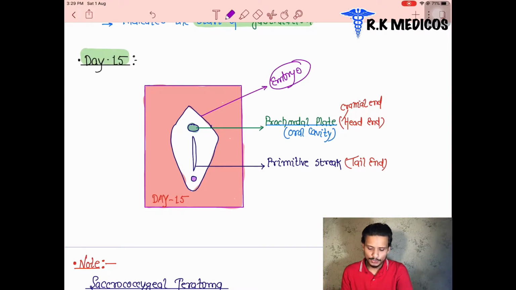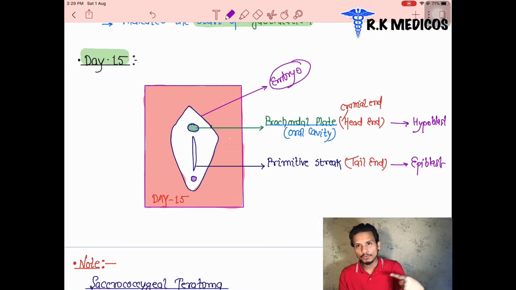We can see there are two structures developed from the epiblast and hypoblast cells. The structure developed from the epiblast cells is here, and the structure developed from the hypoblast cells is here. Now you tell me. The hypoblast cell structure is developing the prochordal plate. They are going to form our oral cavity. They are at the head end, the cranial end.